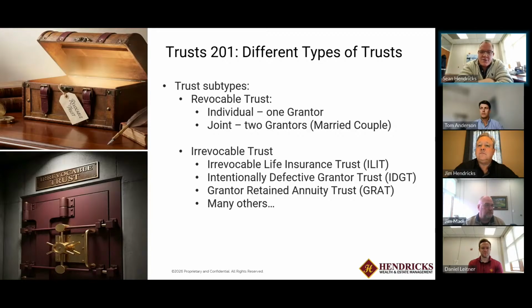The irrevocable trust type comes in a lot of different flavors. So once you have an irrevocable trust set up, you can have things like an irrevocable life insurance trust, an intentionally defective grantor trust, a grantor retained annuity trust, and you see all those little acronyms there, the ILIT, IDGT, or GRAT. So a lot of times in trust planning, if a trust is irrevocable and you see an acronym like that, you know you're dealing with a certain type of irrevocable trust that's built for a specific purpose.